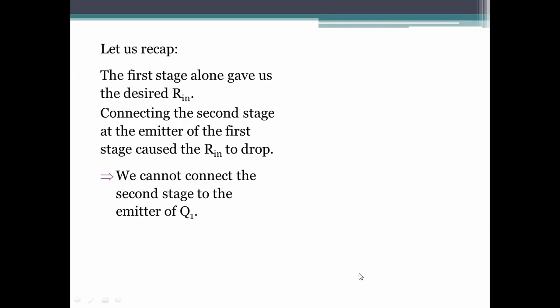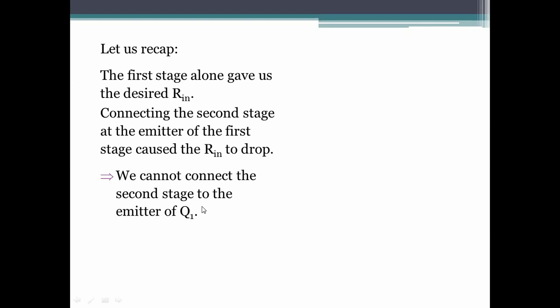Okay, let us recap. The first stage alone gave us the desired Rin without the second stage connected. When we connected the second stage at the emitter of the first stage, the input resistance of the second stage came in parallel with the RE of the first stage, and so the net input resistance decreased. What that implies is that we simply cannot connect the second stage to the emitter of Q1, because as soon as we connect it, the resistance drops. So what do we do then?